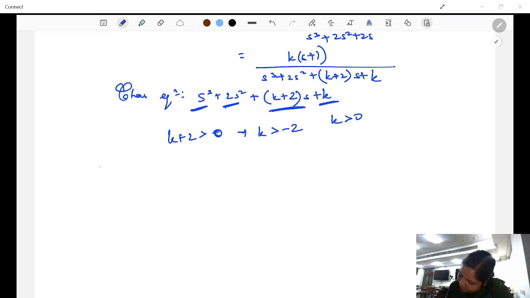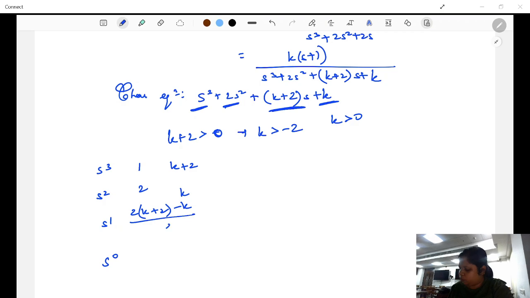Then we can go for Routh's array. So you can write s cube, s square, s to the power 1, s to the power 0. 1, 2, k plus 2, k. Then you can try to multiply. So it would be 2 into (k plus 2) minus k upon 2. What is this equal to? 2k plus 4 minus k upon 2, which would give you (k plus 4) upon 2. So from here you get k should be greater than minus 4.